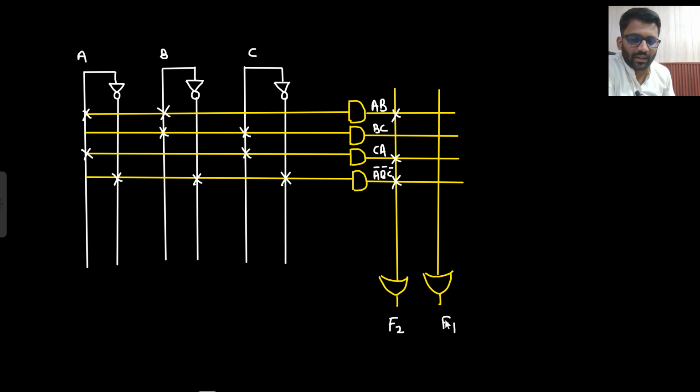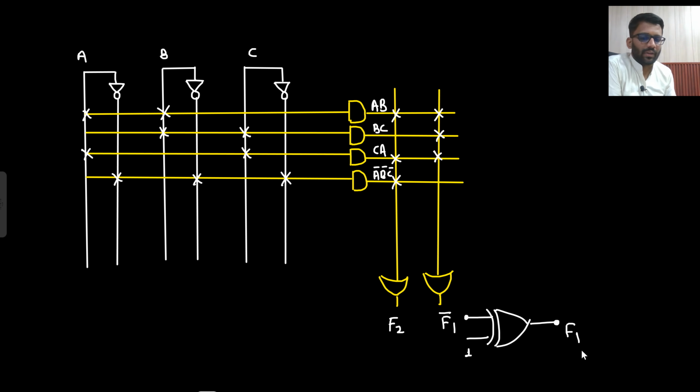F1 bar actually. Here I will be getting F1 bar. So for F1 bar, what do I need? AB plus BC plus CA. After getting this, I connect this as 1 and this one as F1 bar, and from here I will get F1. F1 bar XOR with 1, what will that be? F1 only.